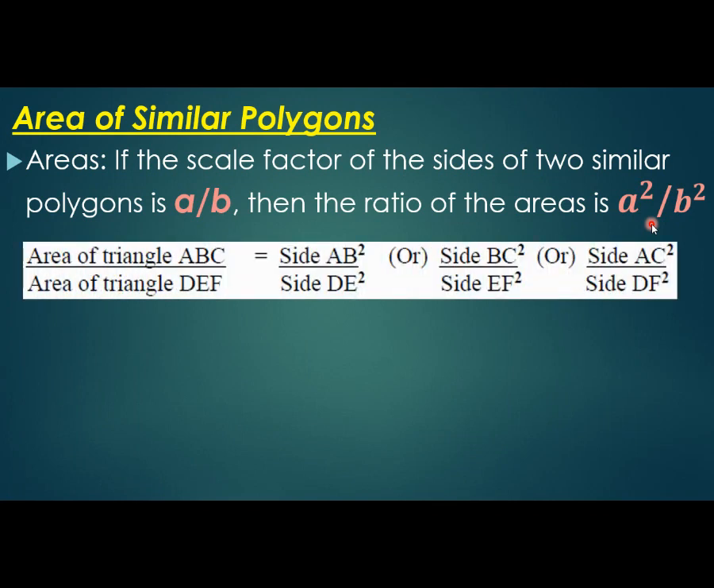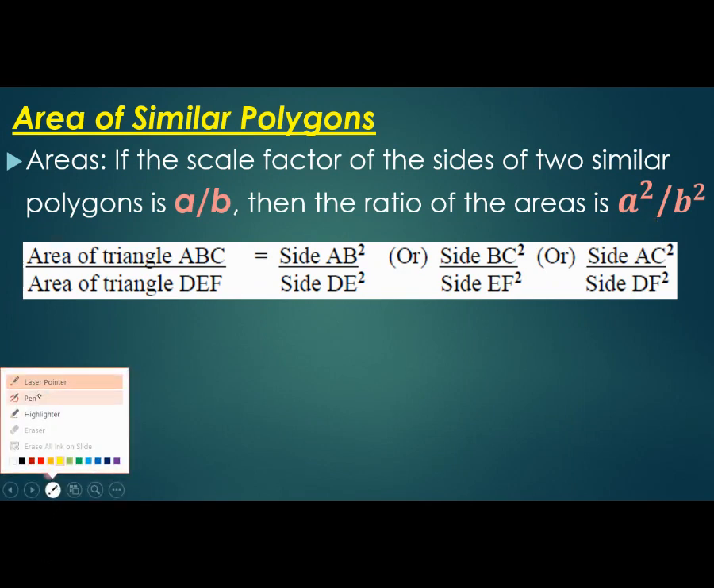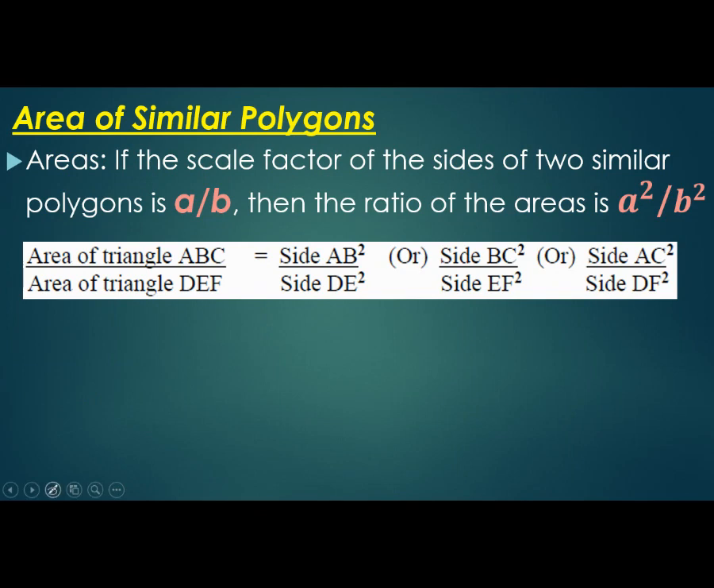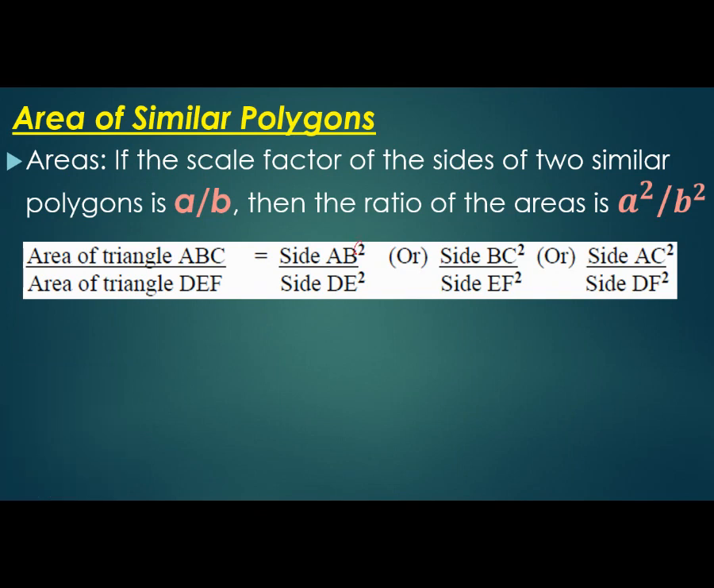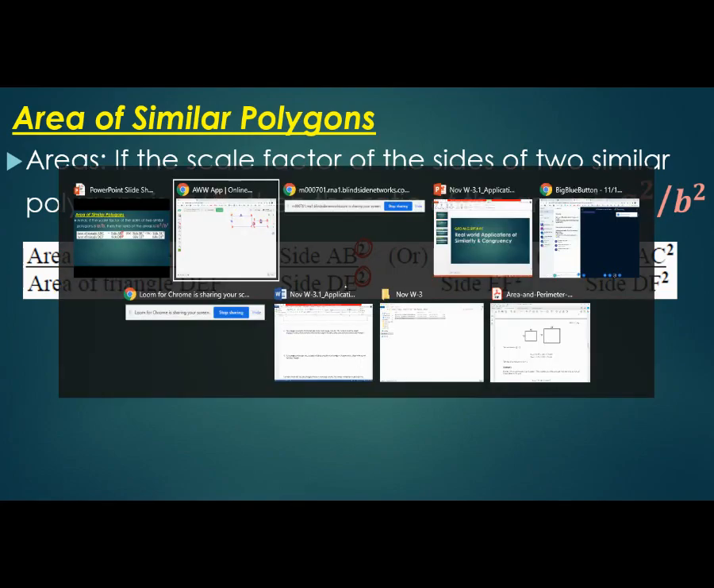So area of triangle ABC or DEF. See that in the previous one, while finding perimeters, we used side over side, but this time we are going to use side squared over side squared. So let's quickly jump to this one.